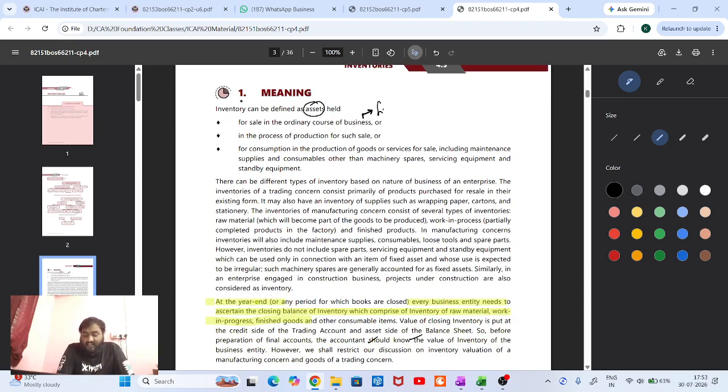Inventory can be defined as an asset. Okay, it is shown in the balance sheet on the asset side. It is a current asset. Held for sale in the ordinary course of business, which is finished goods. In the process of production for such sale, which is work in progress. And materials to be used in the process of production, which is raw material. Just read the paragraph.